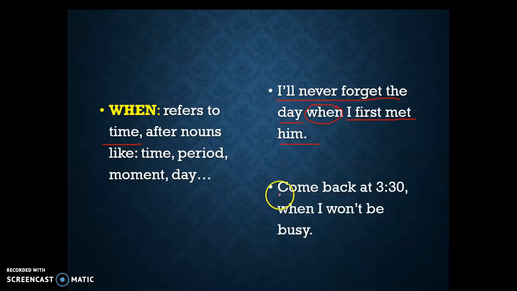Another example, come back at 3:30 when I won't be busy. This is the main clause, come back at 3:30. And we are adding extra information using when. We are joining the main clause with the object clause. I won't be busy.